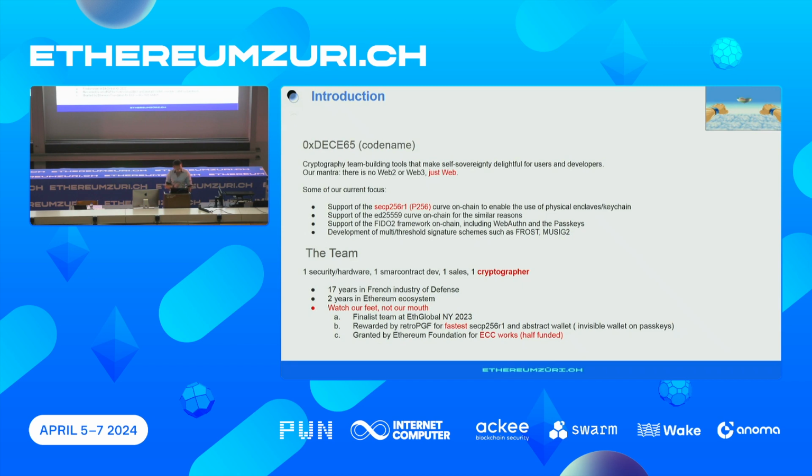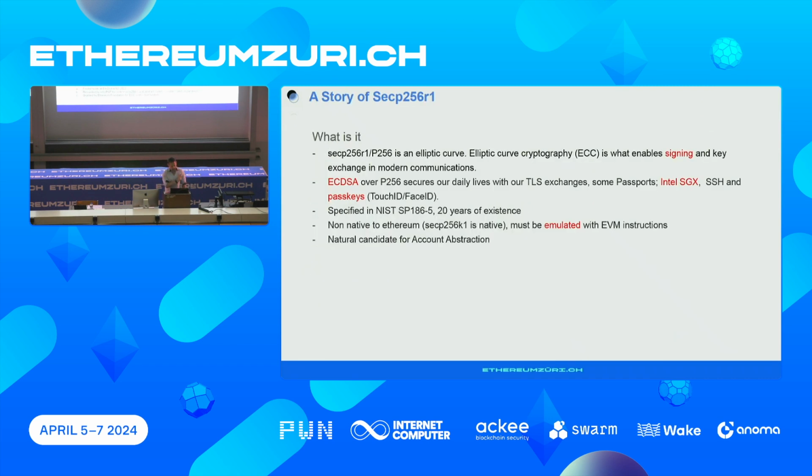I've been introduced. So briefly, what we did last year, we ended up finalists at ETH Global New York with our invisible wallet, which implemented Passkeys on-chain. We were rewarded for this open source implementation by the Retro PGF, and recently we've been granted by the Ethereum Foundation to continue our work on ECC. And I will present some of our new results.